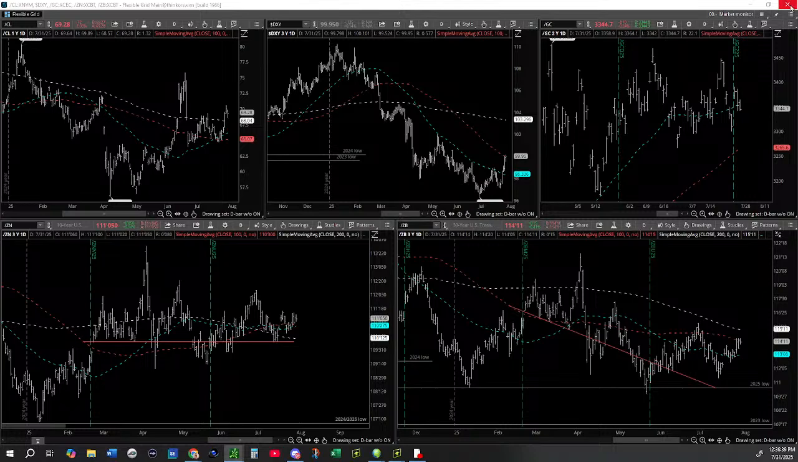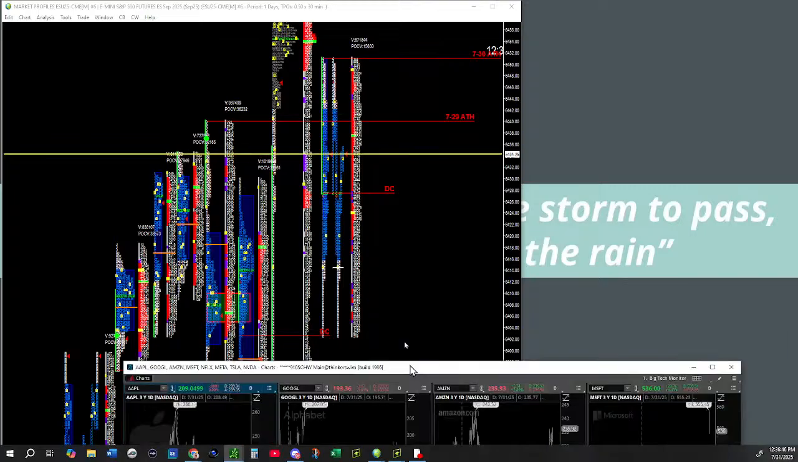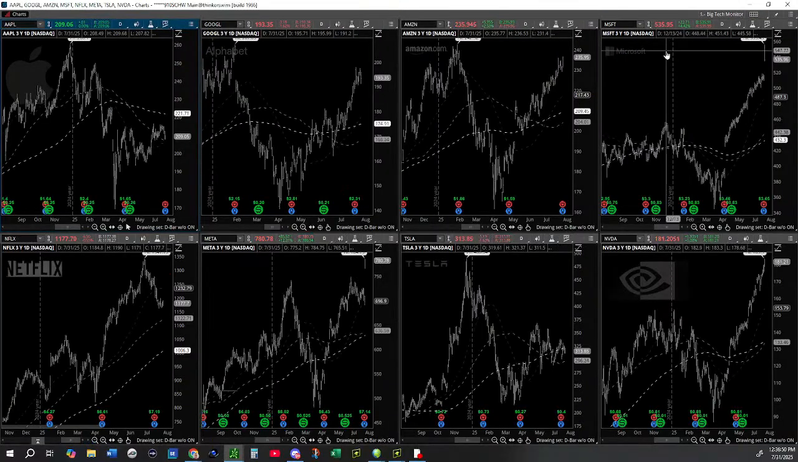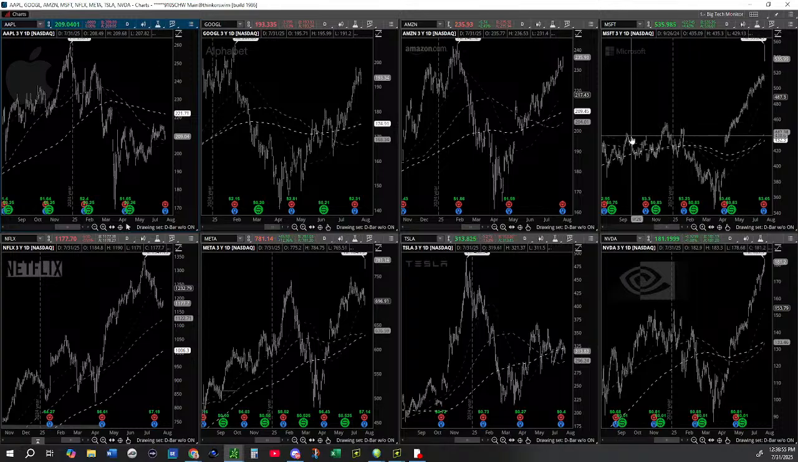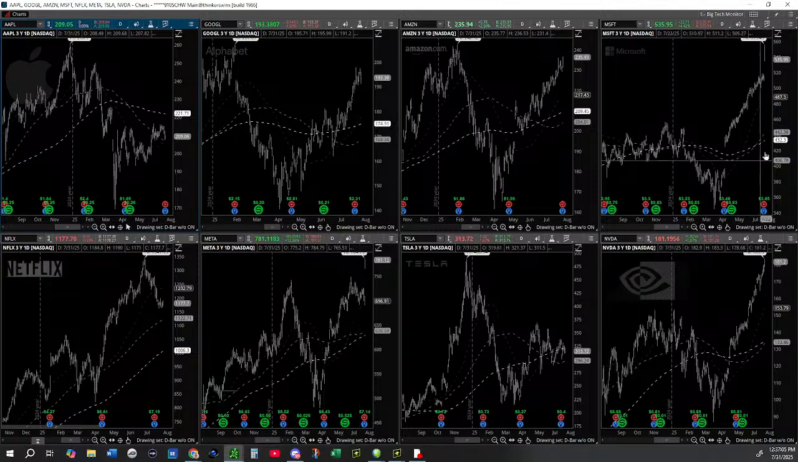Let me close this one. Let me detach all the charts and bring it here. And these are the major tech stocks. Look at this. Look at what happened with Meta. There's a huge gap here. New all-time highs. Microsoft also huge gap, new all-time highs here.